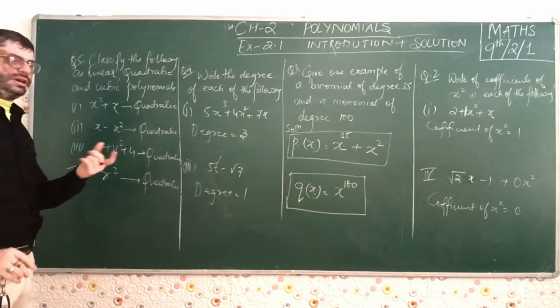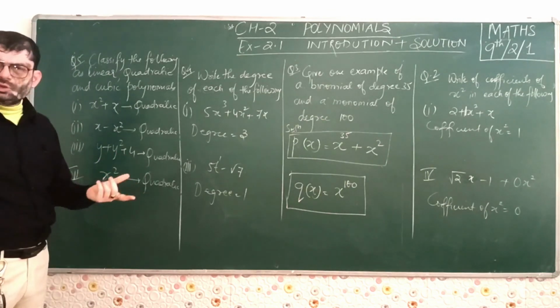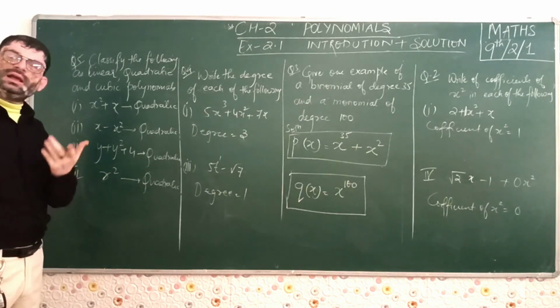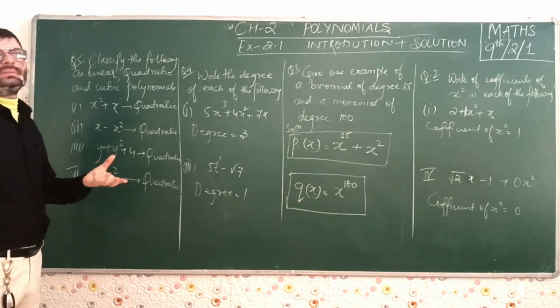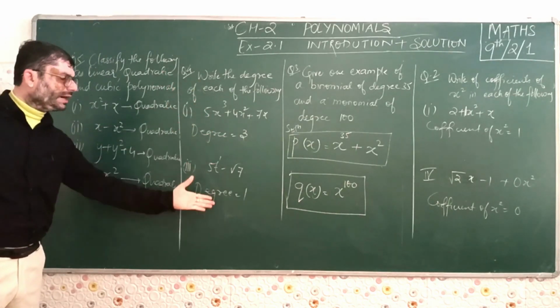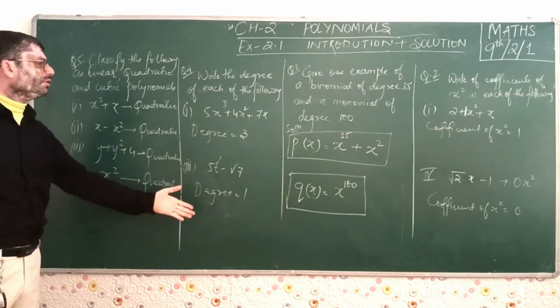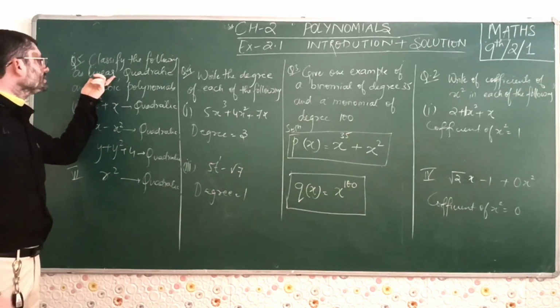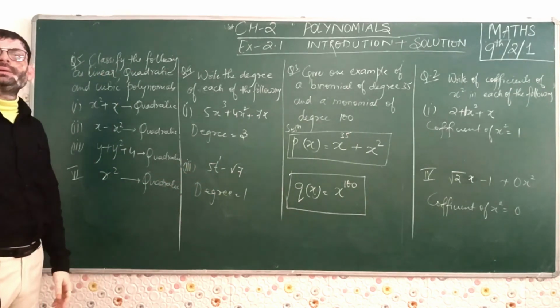Similarly, if you check for degree 3, it becomes cubic, and if it is of degree 1, it is linear. That is completely based on degree. We know how to find the degree, and based on the value of the degree, we can classify them as linear, quadratic and cubic polynomials.